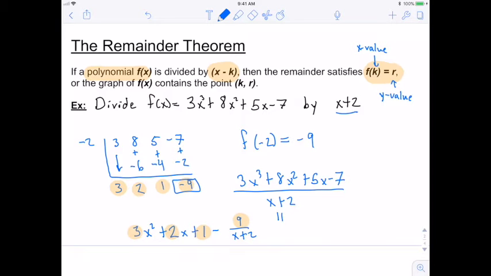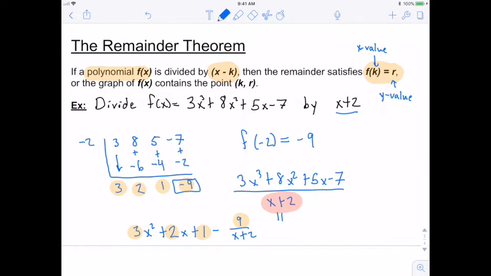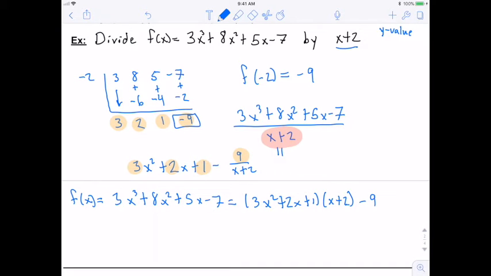And if we wanted to, we could rewrite this and multiply the x plus 2 on the bottom here to the other side. And if we do that, we get f of x is equal to 3x cubed plus 8x squared plus 5x minus 7 is equal to 3x squared plus 2x plus 1 times x plus 2 minus 9. When we multiply x plus 2 to the other side, it will cancel out with the denominator and the remainder.